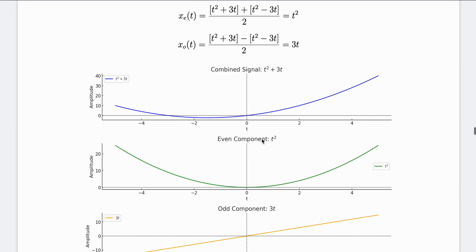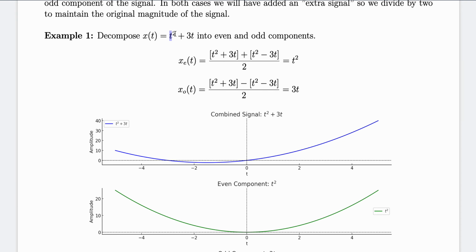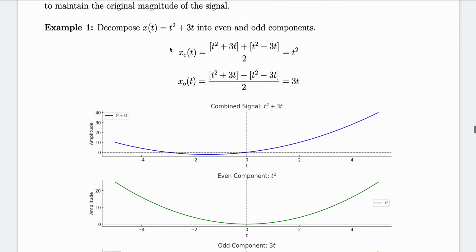Cool. We're going to come back to this idea of it being easy to see even or odd based on the polynomial. We could have basically skipped this step, and I could have told you just by looking at this what the even and odd components were. We'll come back to that in a minute.